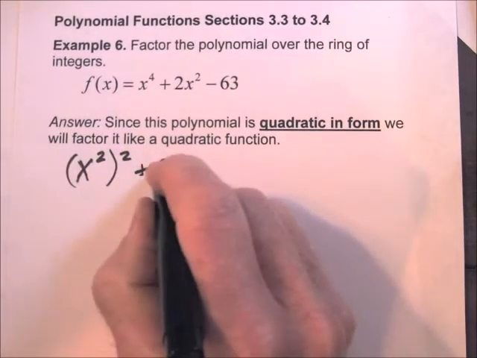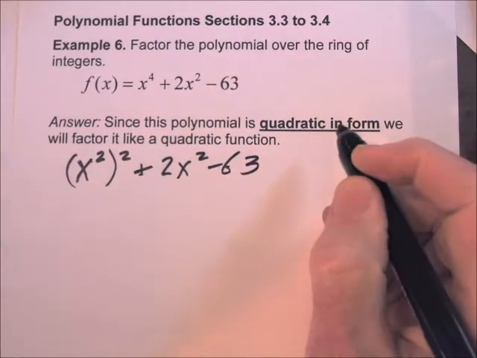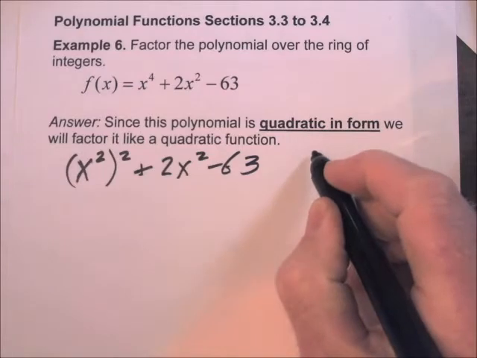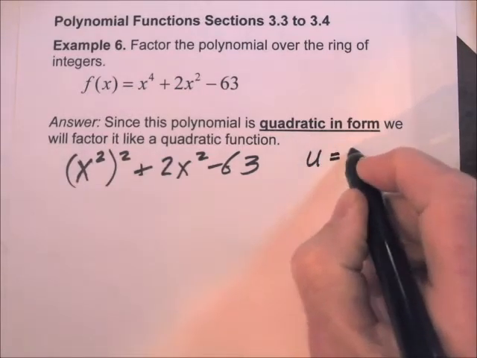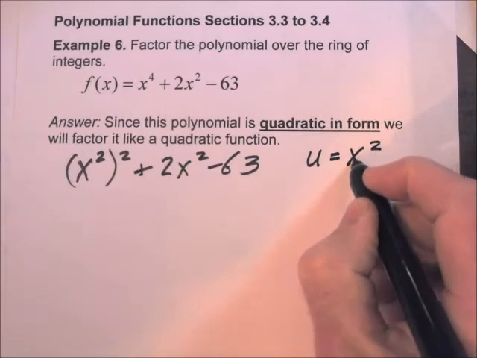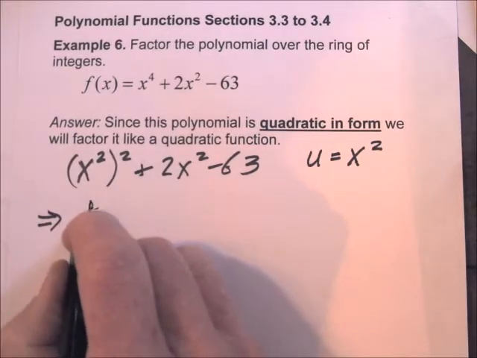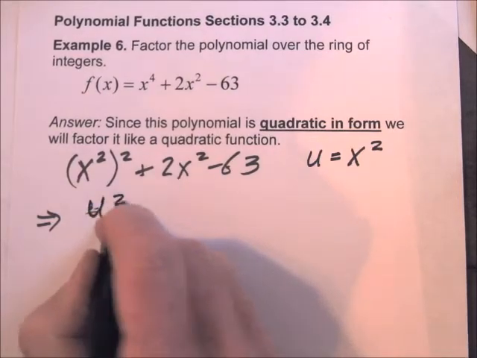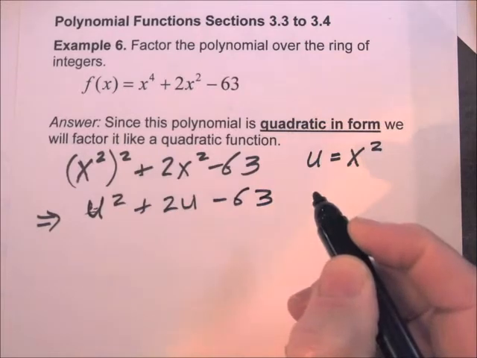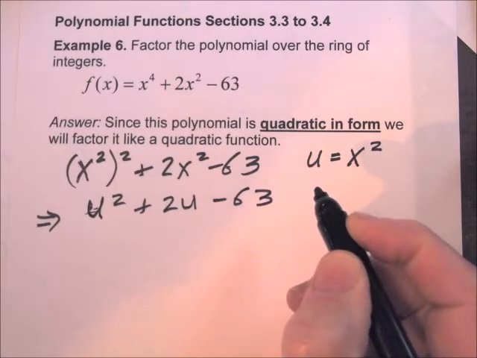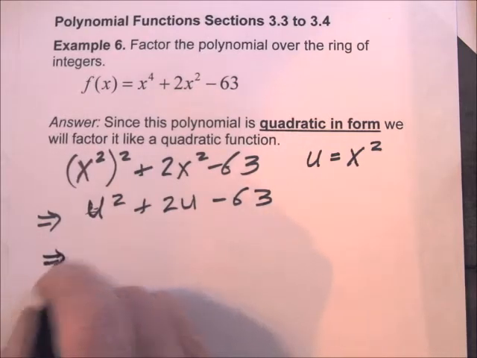And then copy the rest of it, 2x squared minus 63. And then we'll do a substitution and replace x squared with u. So we're going to let u equal x squared, and that'll give us u squared plus 2u minus 63. Now we can factor this like a quadratic function.